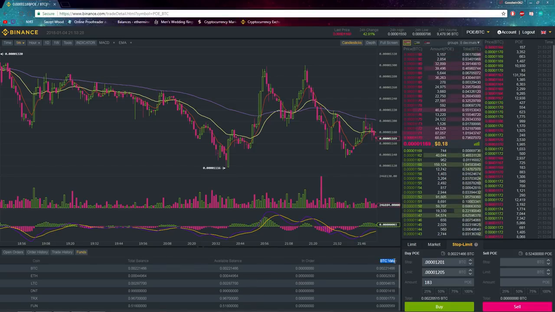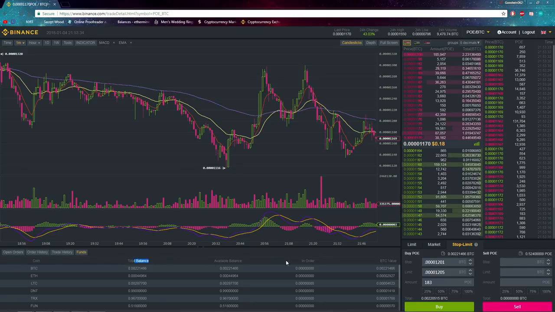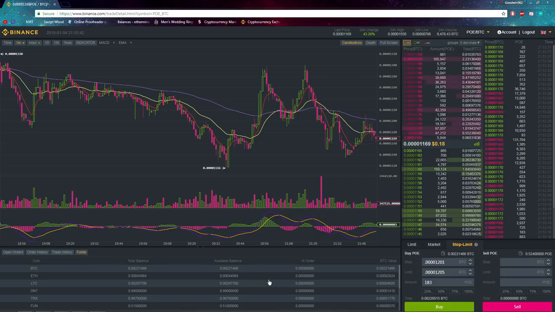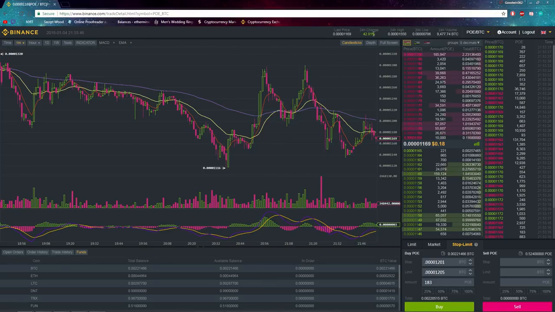And then the BTC value is the total amount, and that's the difference between the available balance and the total balance. The total balance is the in order balance plus the available balance. The available balance is all the money you have to actually put in an order, not ones that are stuck in an order.